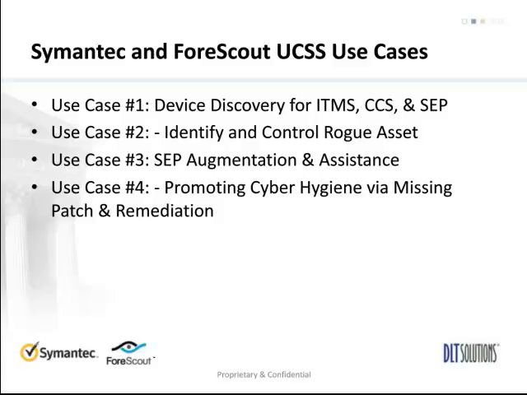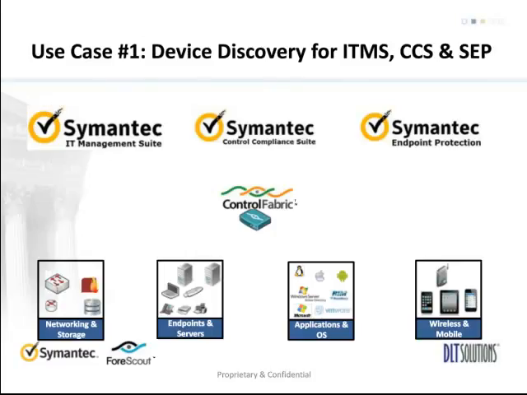So in this first use case here, we have a very high-level reference model where on the very top we have our Symantec IT Management Suite, Control Compliance Suite, and Endpoint Protection. In the middle, we have ForeScout's Control Fabric, which is really your discovery and integration point into these other tools. And then below is a representation of an agency or an organizational environment.